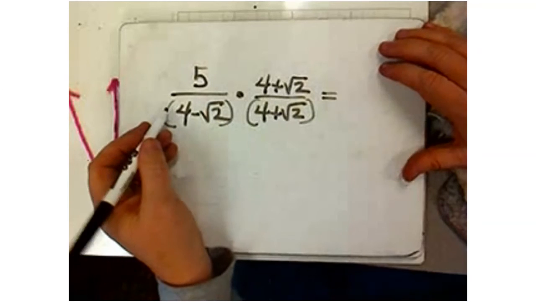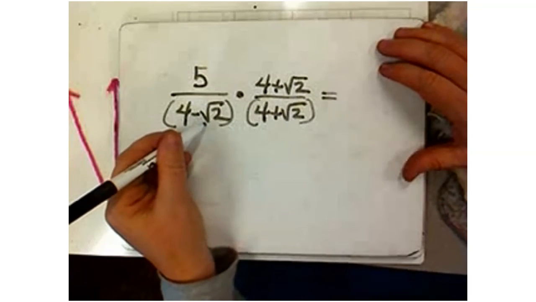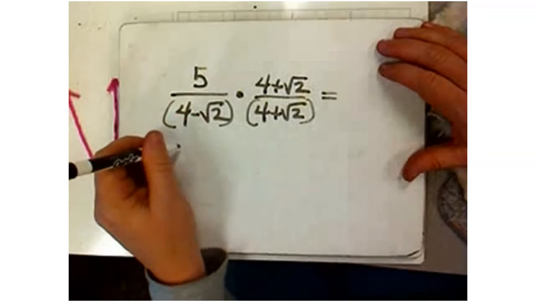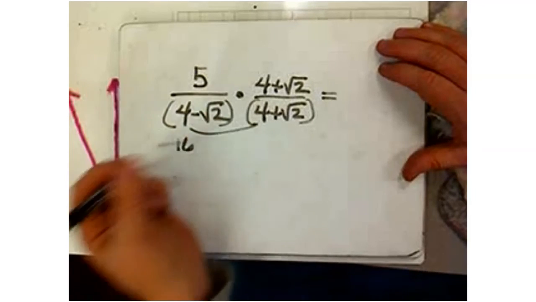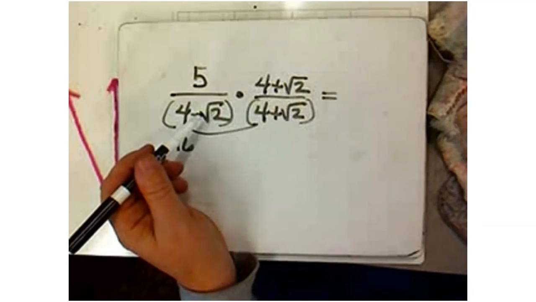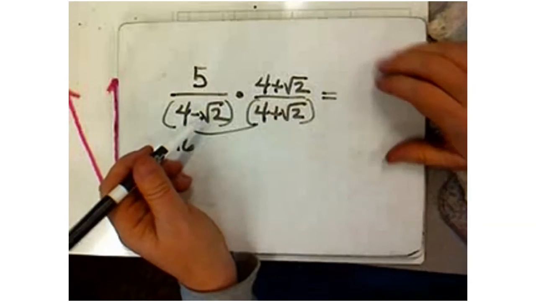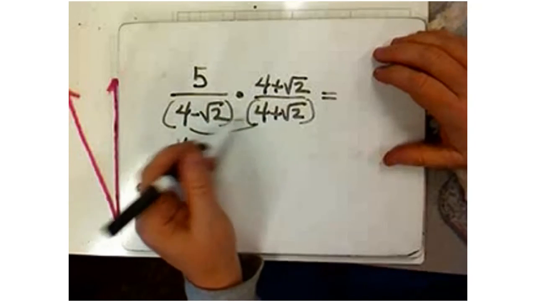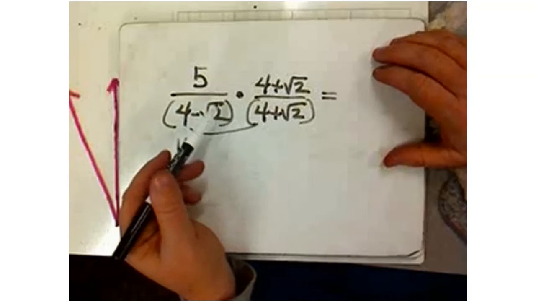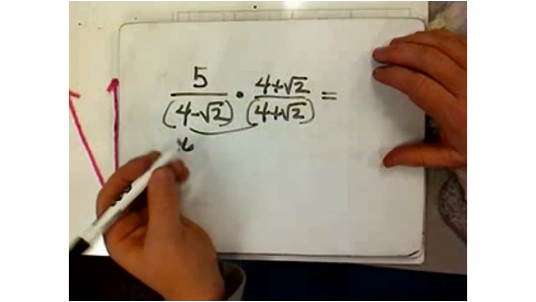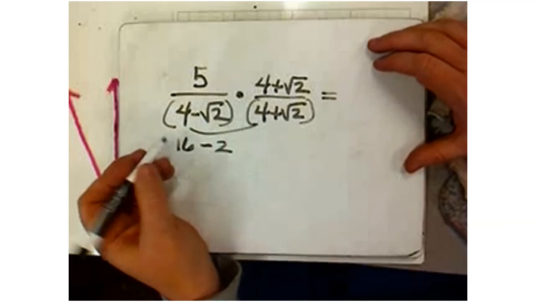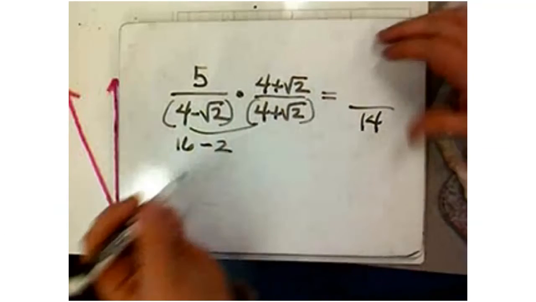So if we FOIL 4 minus the square root of 2 times the quantity of 4 plus the square root of 2, we'd have 4 times 4, which is 16. And then our outer is 4 times square root of 2, and our inner is negative square root of 2 times 4. Well, those cancel. So then we're just looking at the last, the negative square root of 2 times positive square root of 2 is just going to be minus 2, right? And so that would be 16 minus 2, so we'd get 14 in the denominator position.